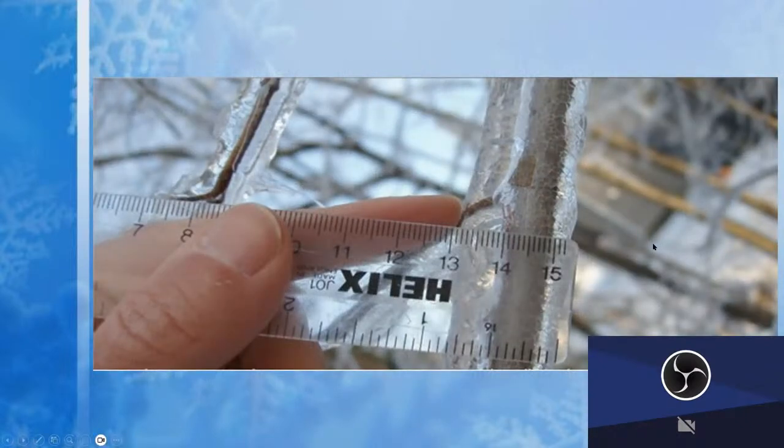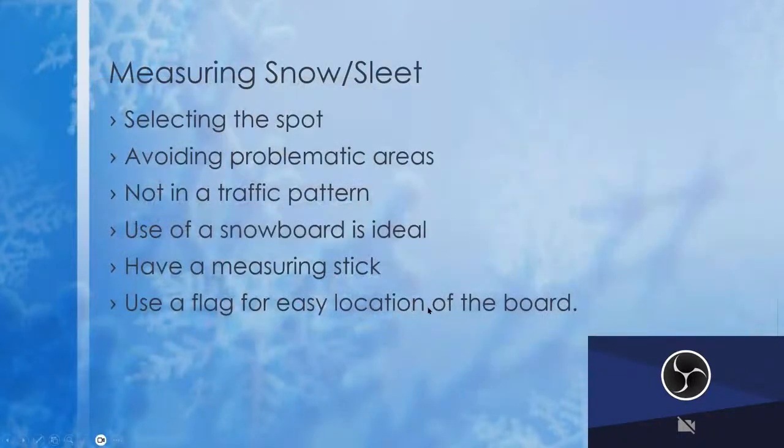So as you can see here, thicker on one side, thinner on the other. Measure just the ice and divide by 2, and what you come up with here is your total that you will report.